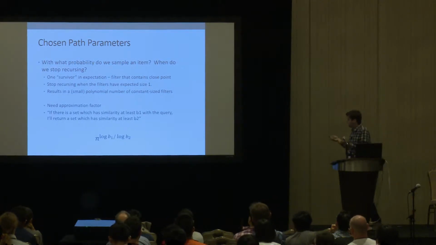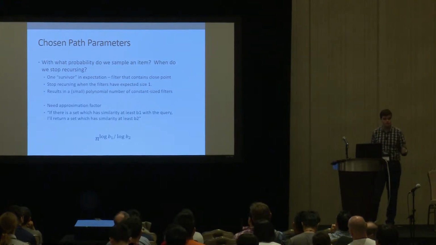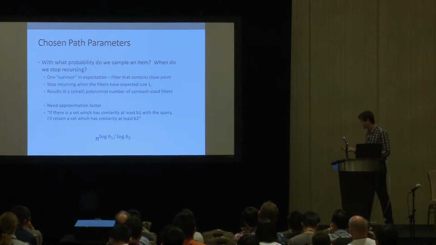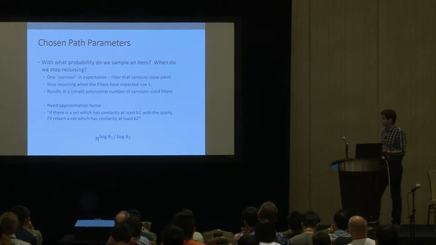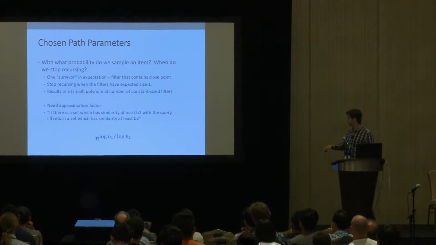And then the next question is, when do I stop recursing? And the answer is I'm going to stop recursing when the filters have expected size 1. Some may be a little bigger, some may be a little smaller, but on average they have size 1. If you do the math out, this is going to give you a small polynomial number of constant size filters. Exactly how small, we need an approximation factor. Let me just say exactly what the result is.